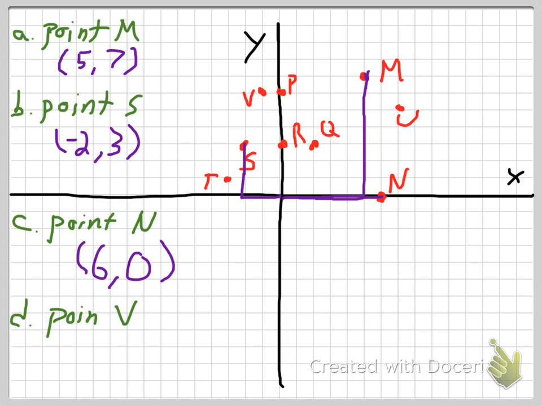And the last one, point V. Okay, I'm going to the left here, which means I have to go backwards or -1 spot. And now to go up, 1, 2, 3, 4, 5, 6. Up 6. So I end up with the ordered pair -1, 6.